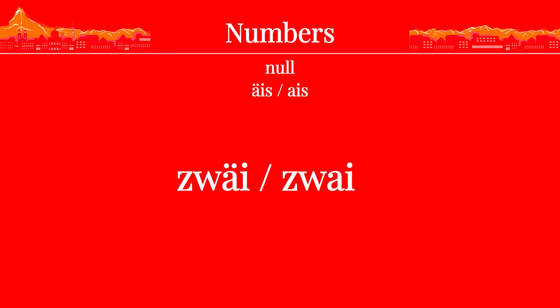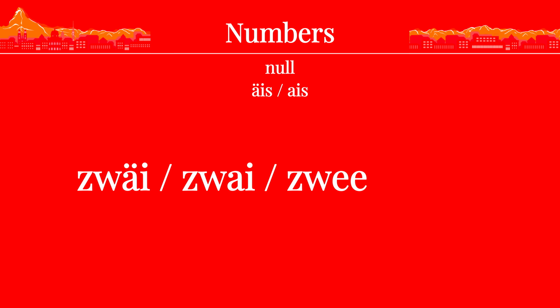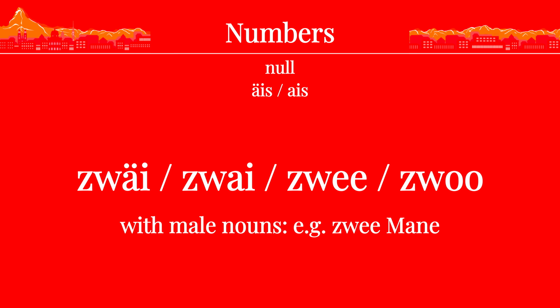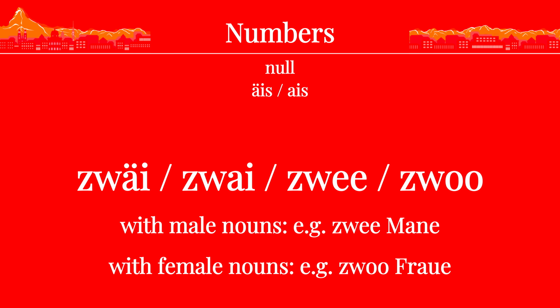Additionally, there exist the forms zwei and zwo. If we want to use the number 2 with a masculine noun, zwei is used. For example, zwei Männer. On the other hand, we use zwo for feminine nouns. For example, zwo Frauen. However, for simplification, in modern Swiss German, zwei or zwei can be used for all nouns.